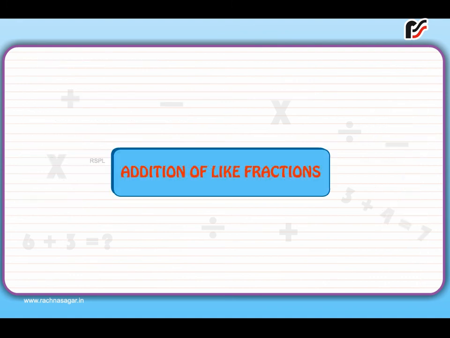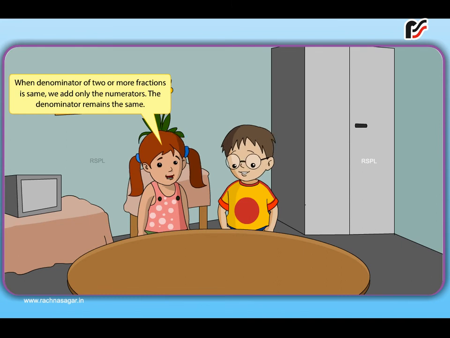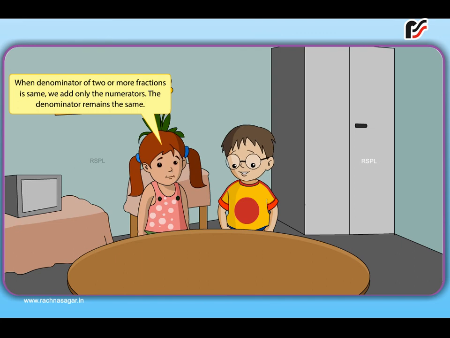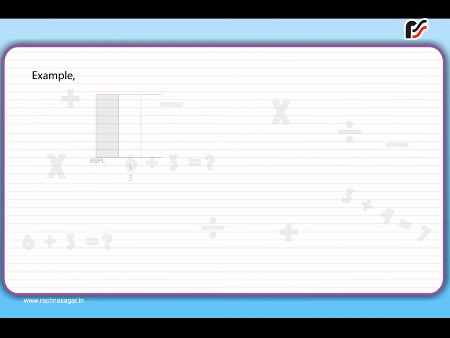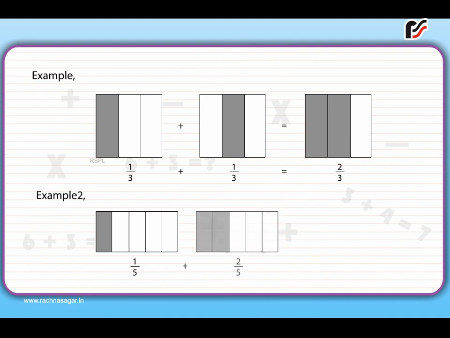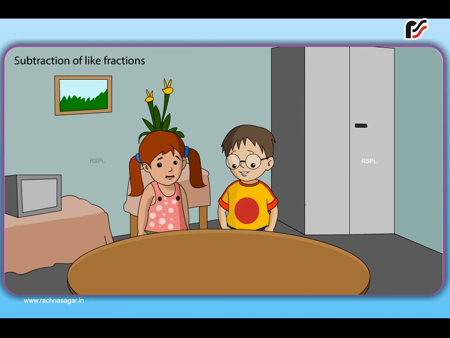Addition of like fractions. When the denominator of two or more fractions is the same, we add only the numerators. The denominator remains the same. Example, 1/3 plus 1/3 is equal to 2/3. Example 2, 1/5 plus 2/5 is equal to 3/5.